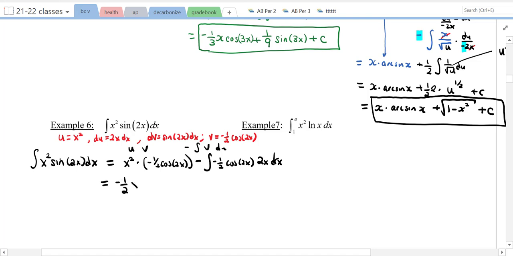Negative 1/2 x squared cos 2x. That part looks good. The two negatives here become a positive, and then the half times 2 is just 1. So just positive integration of x times cosine of 2x dx.